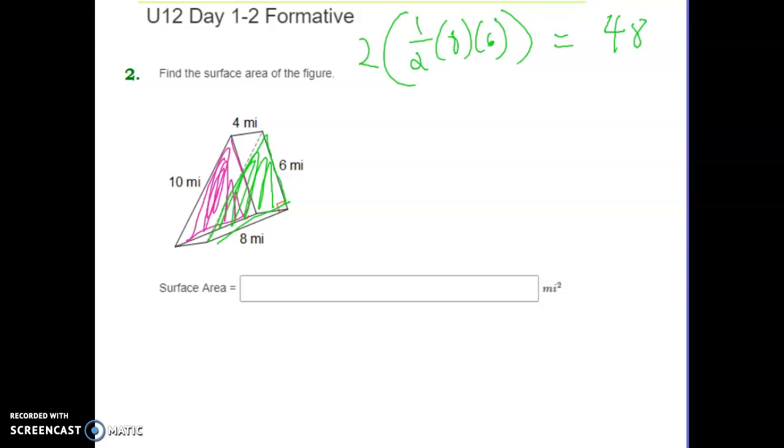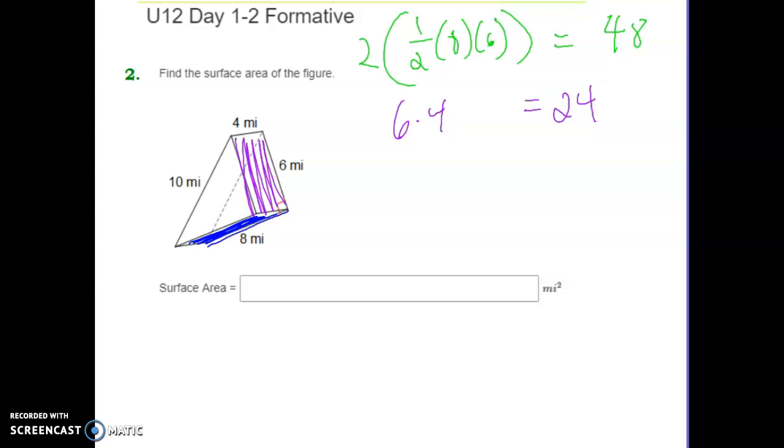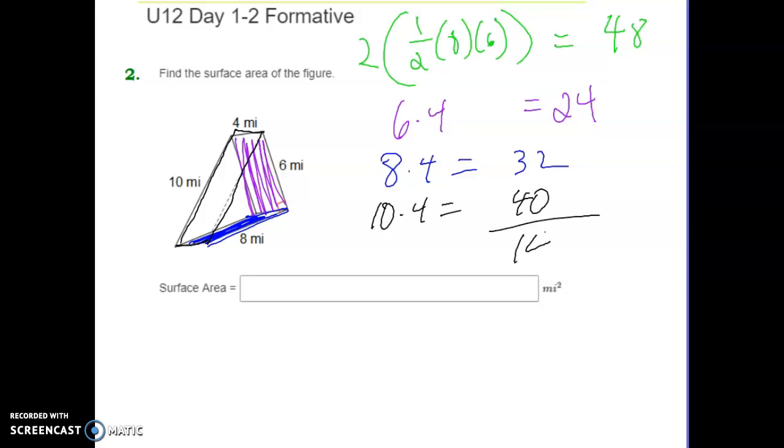And then I move on. So the area of this rectangle is 6 times 4, and that's 24. The area of this rectangle down here is 8 times 4. So let me write that. 32. And then the area of this big rectangle over here looks like 10 times 4. And so if I add all those numbers up, I get 144. And there's your surface area. Moving on to number 3.